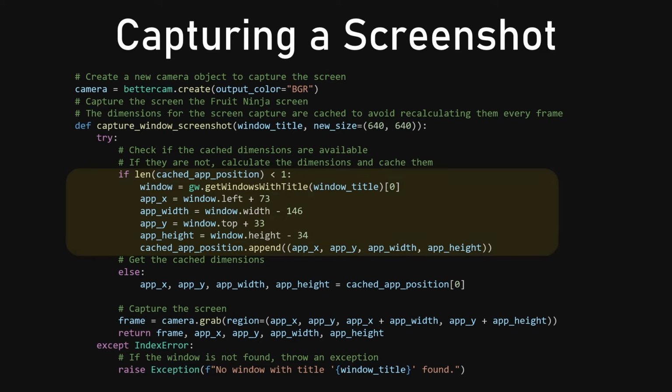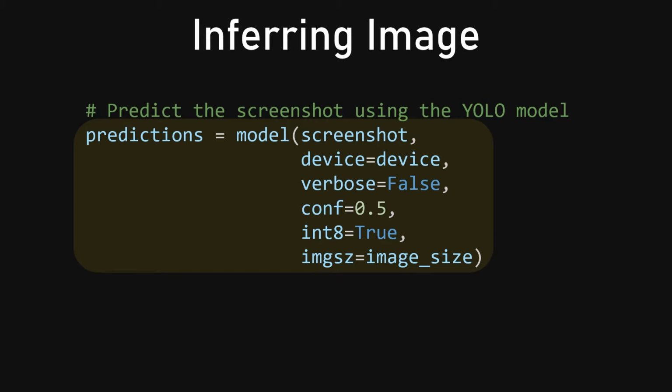Now, with the image of the game, the previously custom-trained YOLO model can be used to infer the objects' locations. The arguments used do the following. Screenshot is the image of the game that was captured. Device is what device to use for inference, and in this case, it's the GPU. Verbose means if information should be printed to the console about this inference. Conf is the minimum confidence threshold for a valid detection.